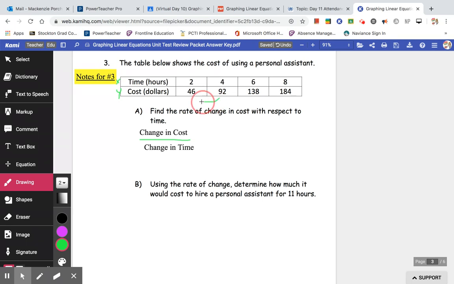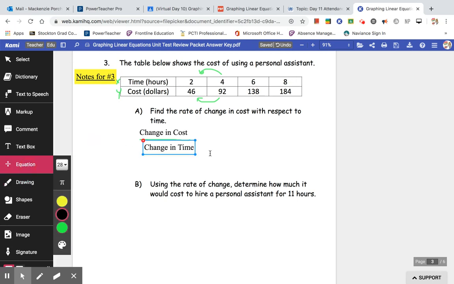So most of you, I did notice, picked these two cost values, which means you have to then pick these two time values. But that's not the only way to do it. You could subtract these two, you could subtract these two, we could subtract 184 and 46, as long as you subtract the corresponding x values. So if I use the first two, like most of you did, that's going to equal 92 minus 46. Oh, I guess I'll put this in a parenthesis. Over, it has to go in the same order. So if we did 92 minus 46, we have to do 4 minus 2.